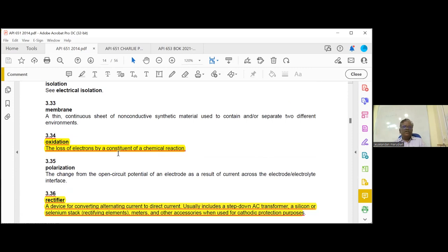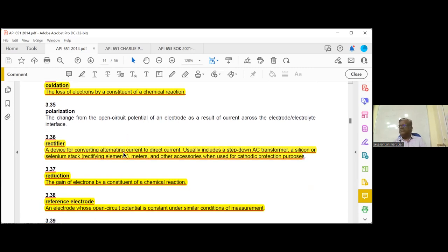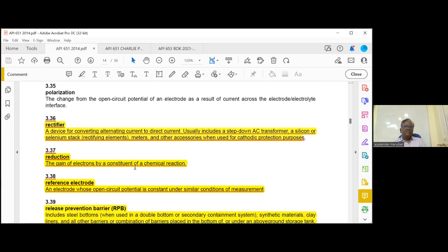Oxidation, the loss of electrons by a constituent of a chemical reaction. Loss of electrons, we call it oxidation. Receiving electrons, we call it reduction. Rectifier, a device converting alternating current to direct current, usually including a step-down AC transformer, silicon or selenium rectifier elements, meter, and other accessories. Reduction, the gain of electrons by a constituent of a chemical reaction.